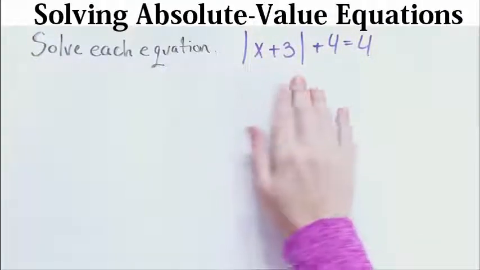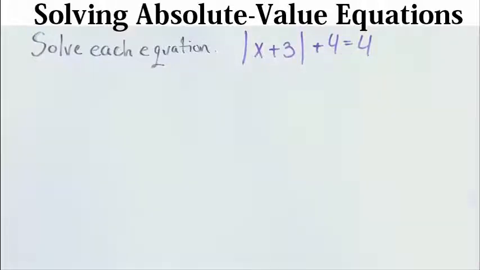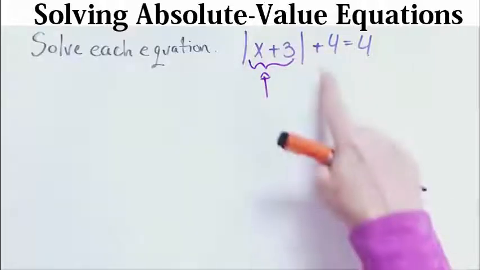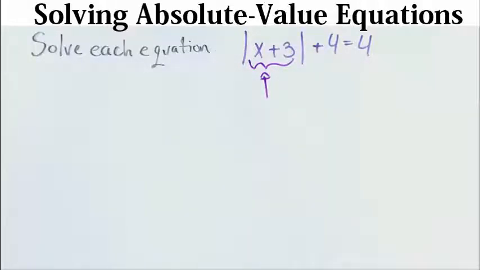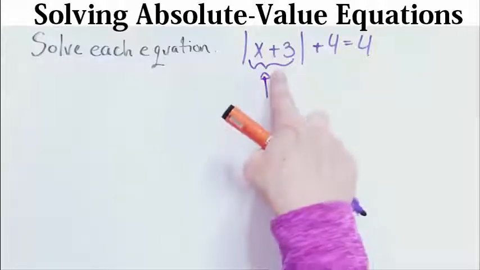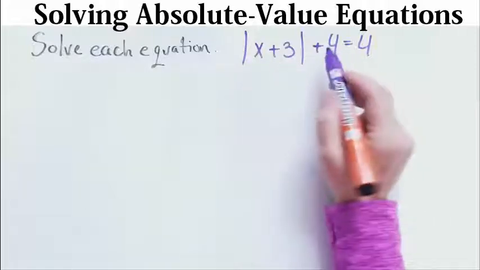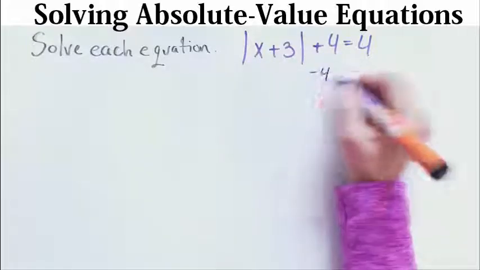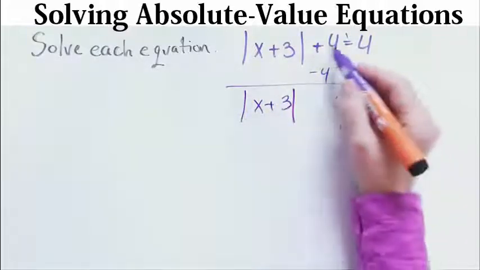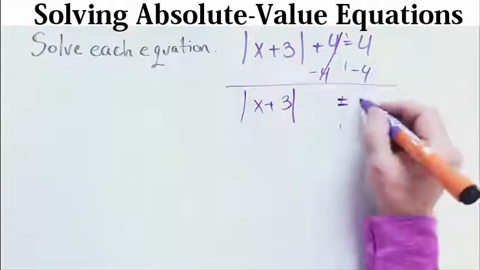Now the absolute value of something plus 4 is going to equal 4. I want to know what numbers could be placed in here to where when I added 4 to them, they would give me 4. So first we need to get this by itself so I can figure out what this inside is actually supposed to equal. So I need to pair the positive 4 with a negative 4. So I have the absolute value of x plus 3. A positive 4 paired with a negative 4 goes away, equals 4 minus 4 is 0.